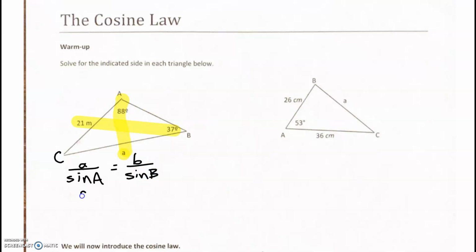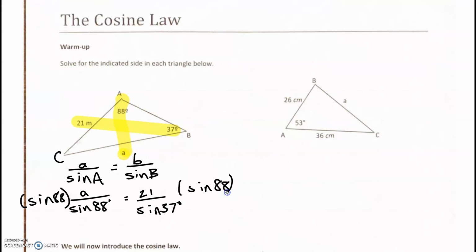Okay, now that I have my formula, let's go ahead and substitute in. So it's A over sine 88 degrees, and then it's 21 over sine 37 degrees. All right, I need to solve for A, and I need to get rid of that divide sine 88. So I'm going to times by sine 88. Whatever I do to one side, I have to do to the other side. So the sine 88 will divide, and I'll be left just with A, and then I'll put in my calculator 21 divide by sine 37 times sine 88 is 34.9 meters. And I rounded that, so I'll put my approximate symbol.